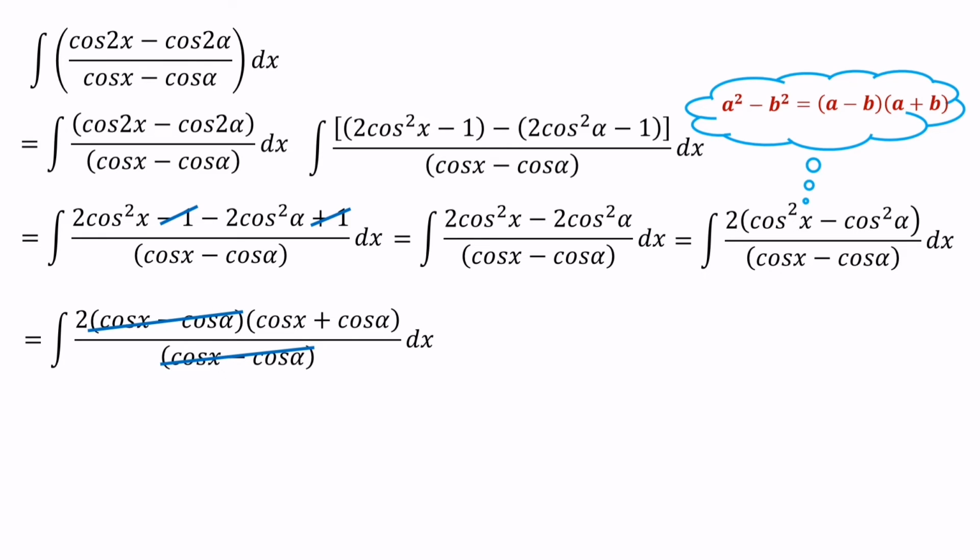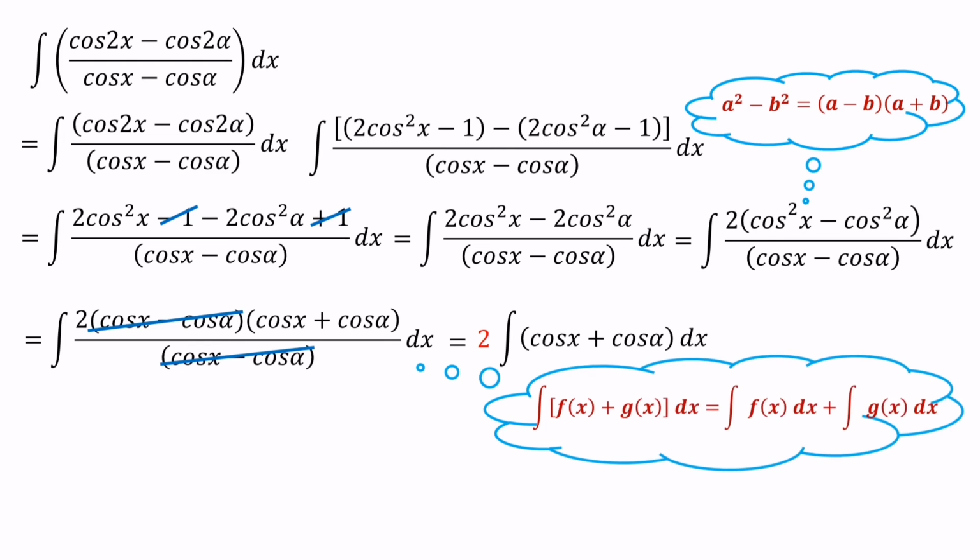Then we can write the integral. We can take 2 as a constant value, so we can write 2 outside the integral. Now 2 integral within brackets cos x plus cos alpha. Now we can separate the integration sign. So we can write 2 times integral cos x dx plus integral cos alpha dx.